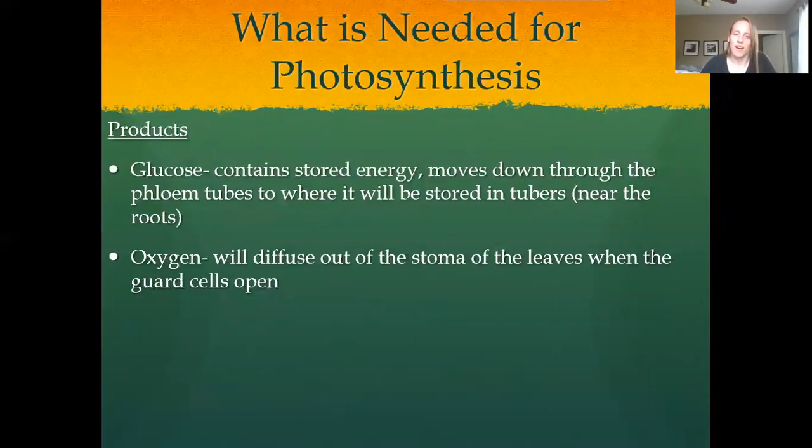And then the products are, of course, the glucose, which, as I've said, is the stored chemical energy. It'll move down through the phloem tubes to where it is stored in the tubers, which are underground. And then the oxygen will just diffuse out of the stoma whenever the guard cells are open.